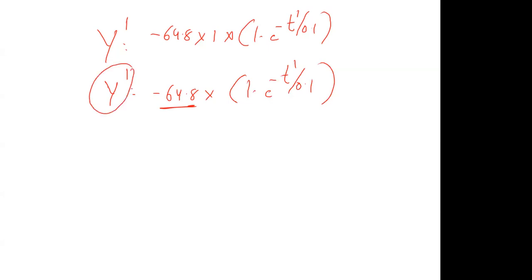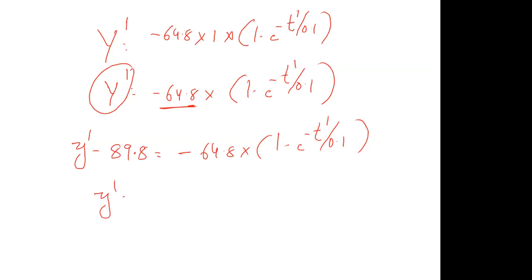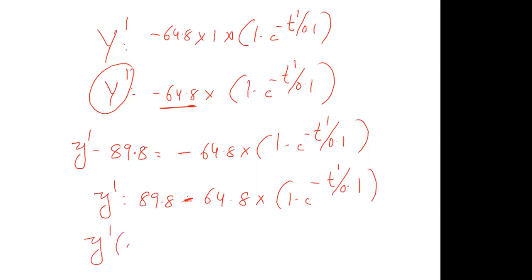But this Y prime is nothing but small Y prime minus its new steady state, 89.8. So minus 64.8 into 1 minus e power minus t prime by 0.1. So Y prime is equal to 89.8 minus 64.8 into 1 minus e power minus t prime by 0.1. Now what you need to calculate is Y prime of 0.2, which is nothing but Y of 0.4.